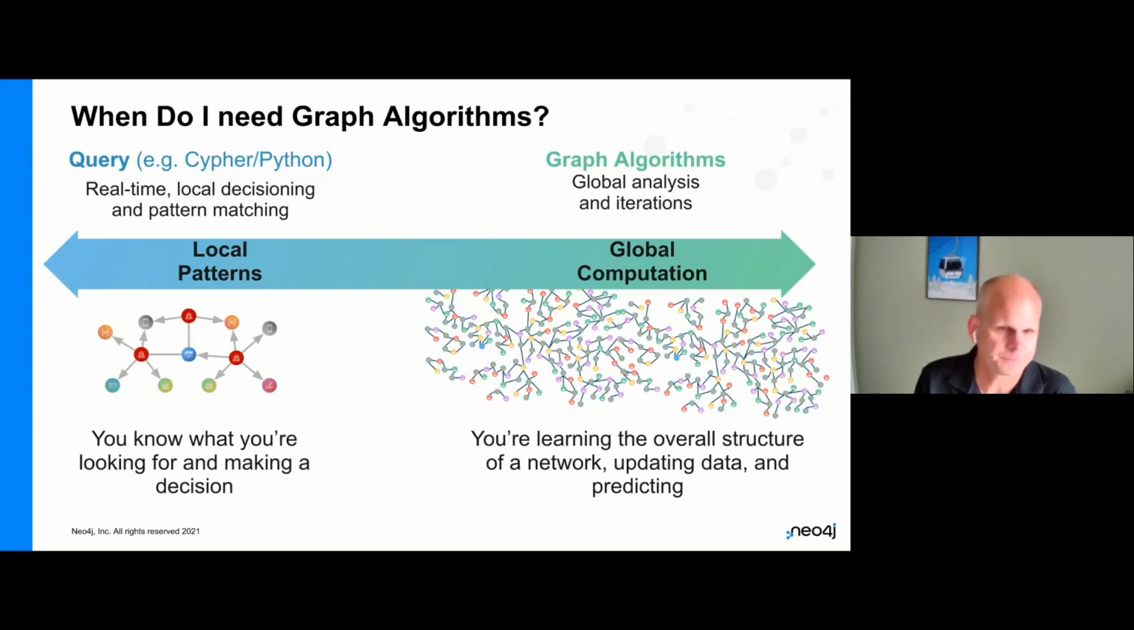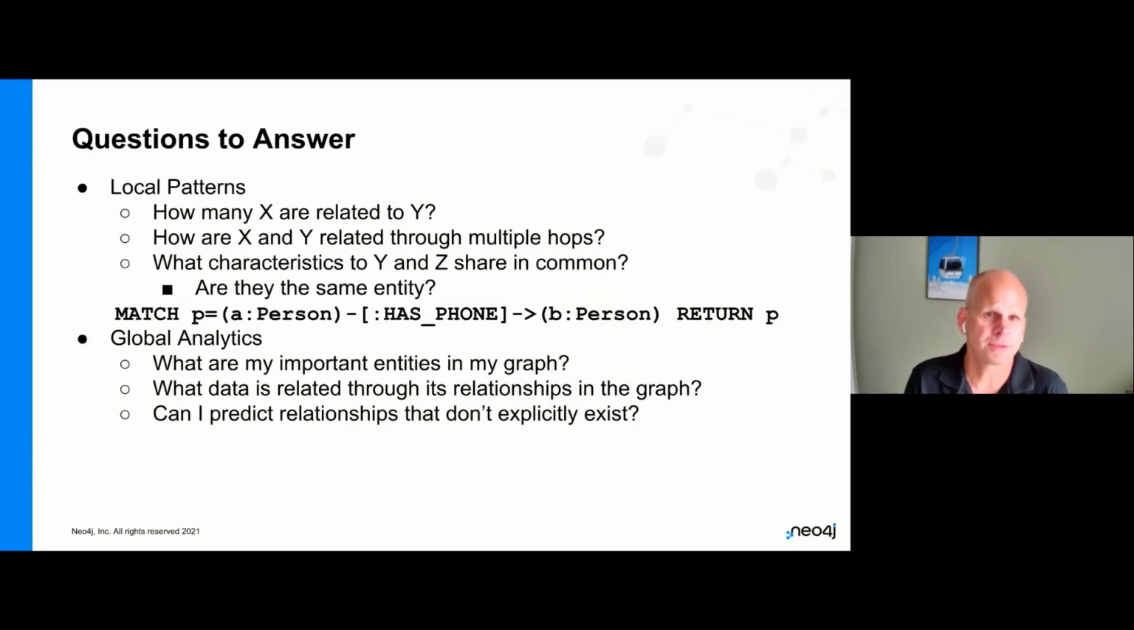So when you combine both local patterns and graph algorithms together, you can really get some powerful analytics in a graph. And these are some of the questions you can answer with local patterns as well as with global analytics. Local patterns are, how is X related to Y? Who's driving this car? Who has access to this car? Who is this car registered to? Those are all local patterns.